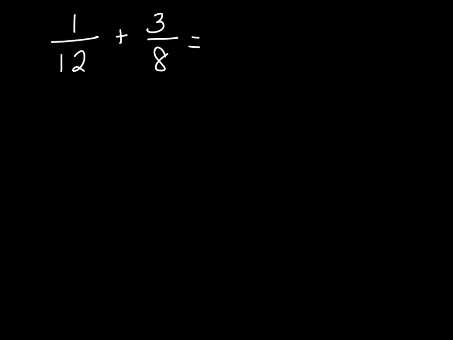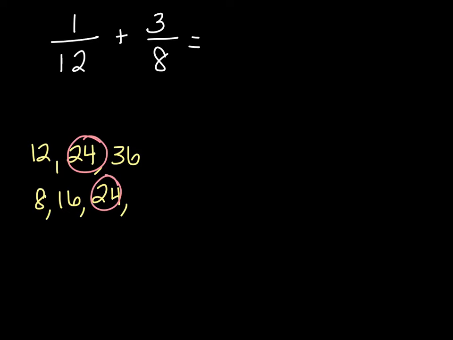Moving on to addition, I need to have common denominators, and right now I don't. So multiples of 12. I'm going to write out 12. The next one would be 24. The next one would be 36. 8, 16, 24. And I don't have to keep going because here's what I noticed. I noticed that 24 is my least common multiple.